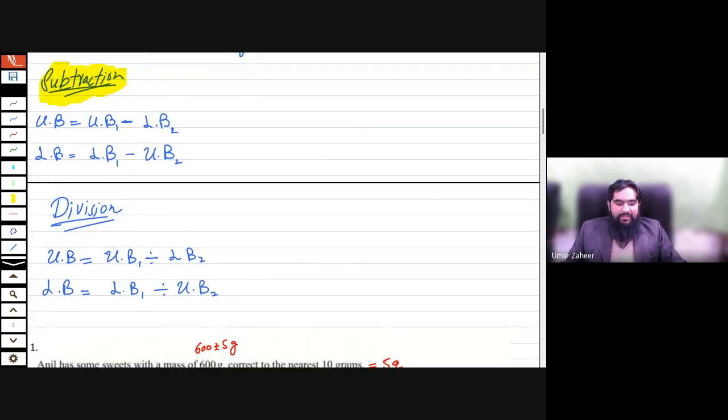Now, the subtraction and division cases are going to be the same. Means if you have to find the upper bound of the value and the case is division or subtraction, you take the upper bound of the first quantity and the lower bound of the second quantity. Same as if you have to find the lower bound, you take the lower bound of the first quantity and the upper bound of the second quantity.